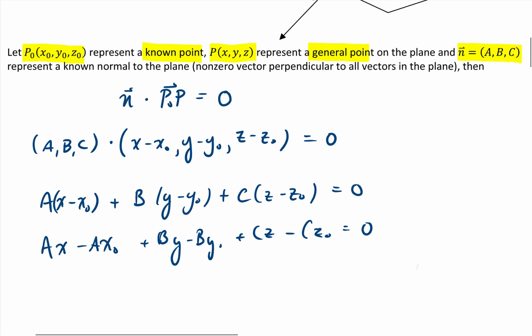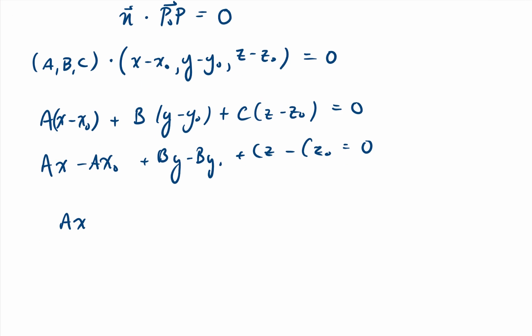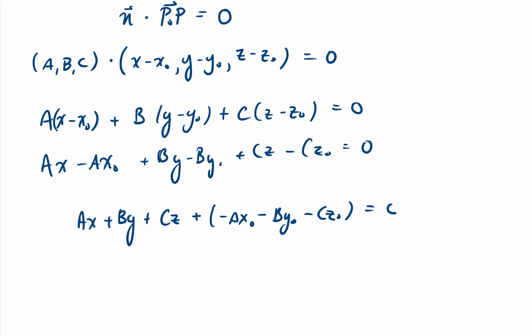So now I'm going to split this into 2 parts. I'm going to take the terms with x, y, and z and put them together. So I have ax plus by plus cz plus the remaining terms, negative ax0 minus by0 minus cz0, and that all equals 0.